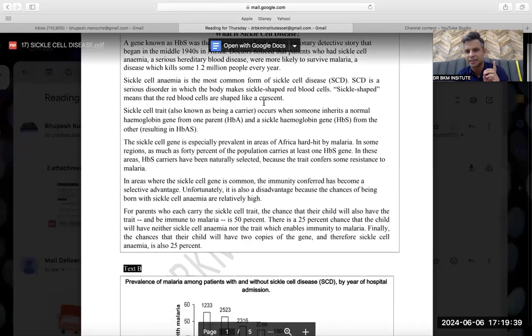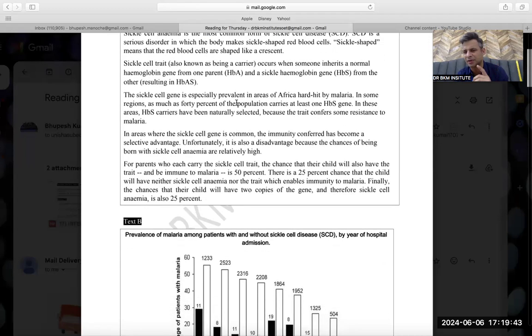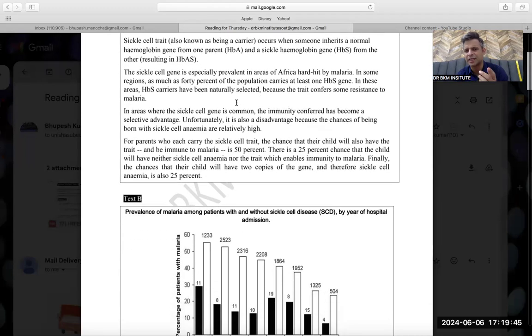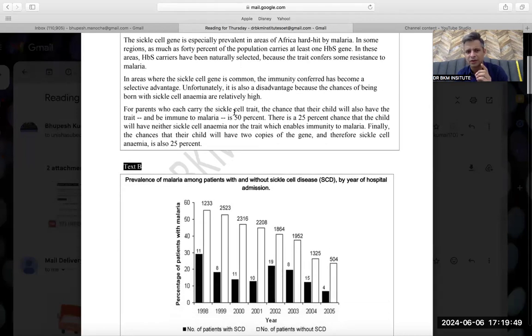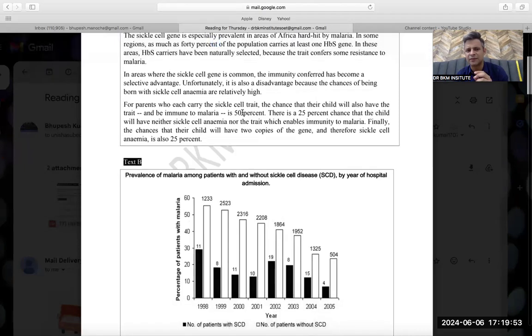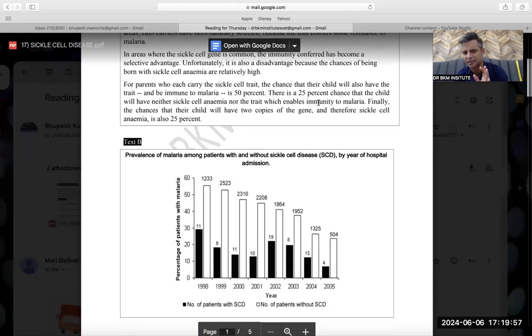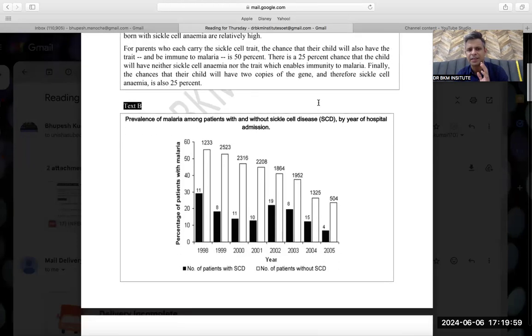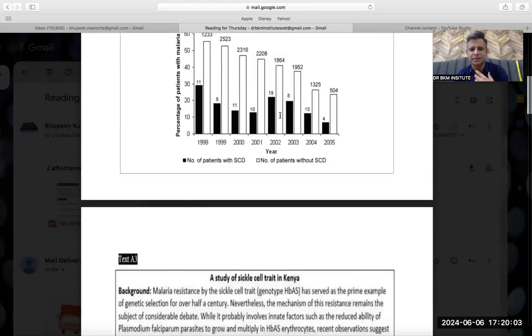Sickle cell disease recent. Sickle cell trait. Sickle cell gene is especially prevalent in Africa. In areas sickle gene is common. For parents, just one line. Most of the times one line and any numbers. For parents who carry sickle cell, 50% chances immune to malaria, 25% child will have neither sickle cell anemia nor the trait. Then you go to part B, it is talking about prevalence of the disease.